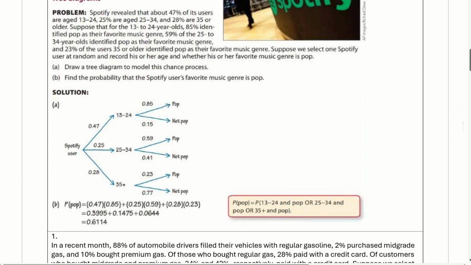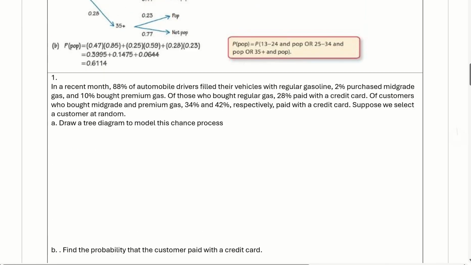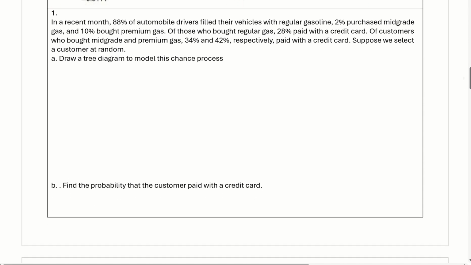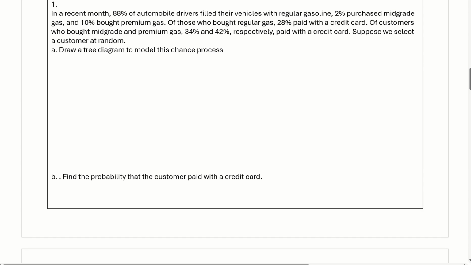All right, so the next problem set is about making tree diagrams in order to calculate probabilities. So number one, in a recent month, 88% of automobile drivers filled their vehicles with regular gas, 2% purchased mid-grade gas, and 10% bought premium. Of those who bought regular gas, 28% paid with a credit card. Of customers who bought mid-grade and premium, 34% and 42% respectively paid with a credit card. Suppose we select a customer at random. Draw a tree diagram to model this chance process.